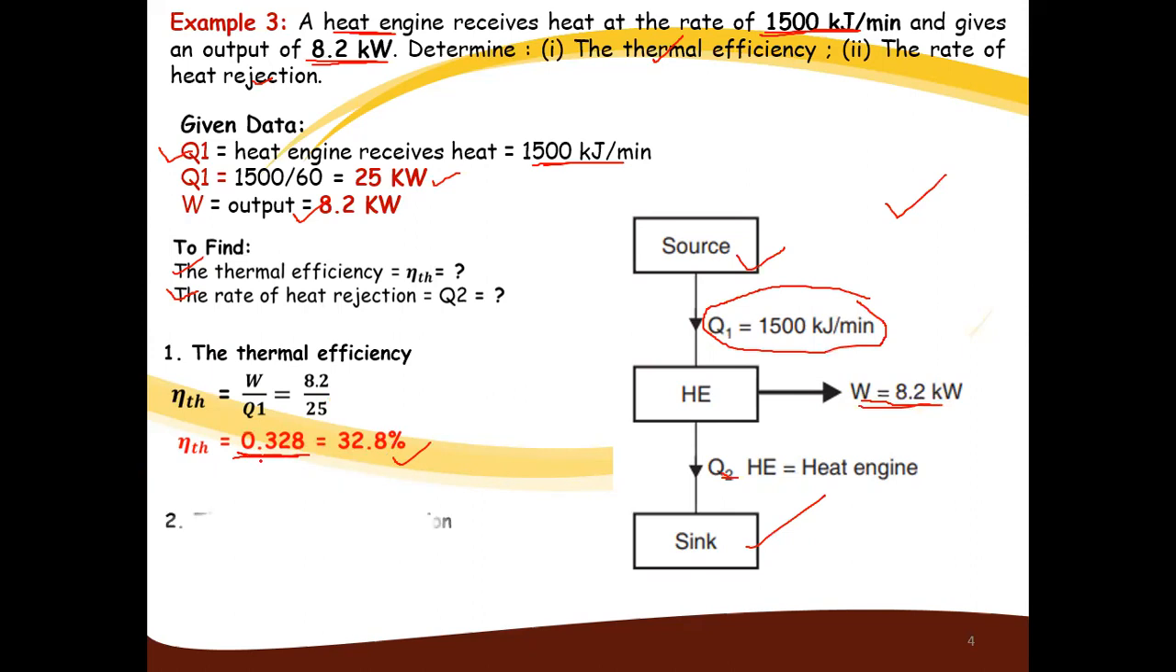Now we have to find out the rate of heat rejection. Now we know that W is equal to Q1 minus Q2. Now put the values. W is 8.2, Q1 is 25 minus Q2. So we get the value of Q2 as 16.8 kilowatt. So this is the problem of heat engine.